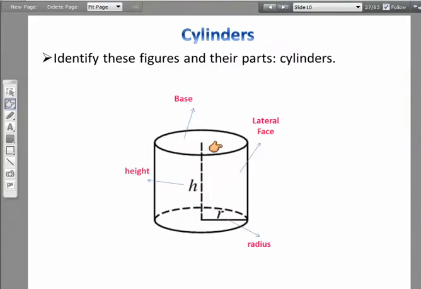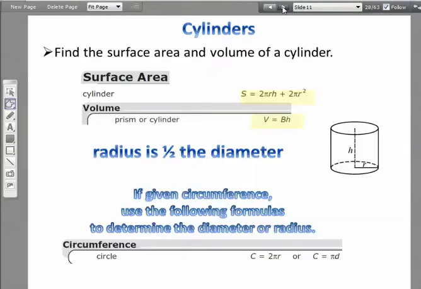Cylinders. Here, your base is always a circle with the cylinder. Here's your lateral face, the height of your cylinder, and then here's your radius. Surface area of a cylinder, right here's your formula. And remember, take the 2 out, pi r h, that's just the area of a rectangle. Because remember, if you lay this out flat, it makes a rectangle.